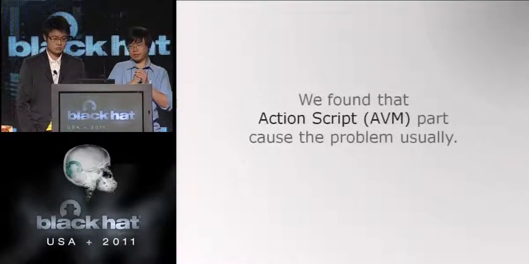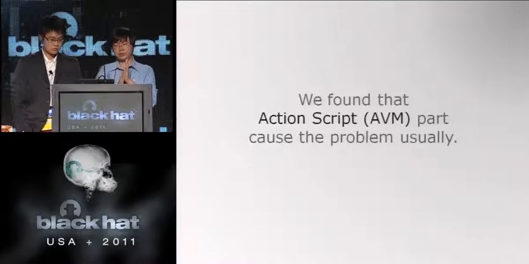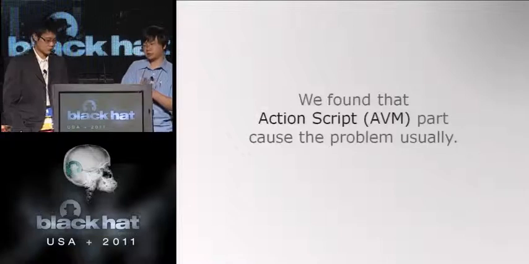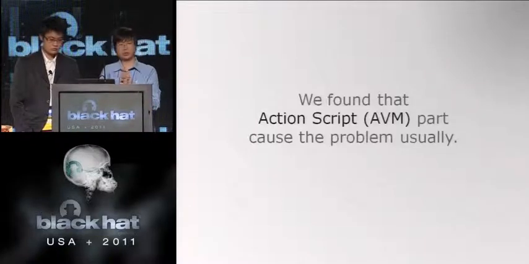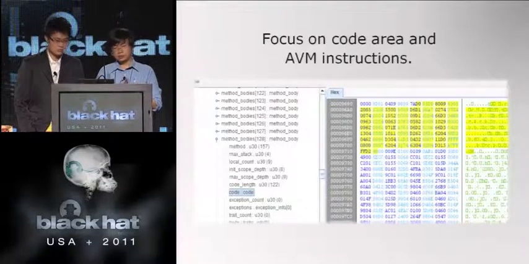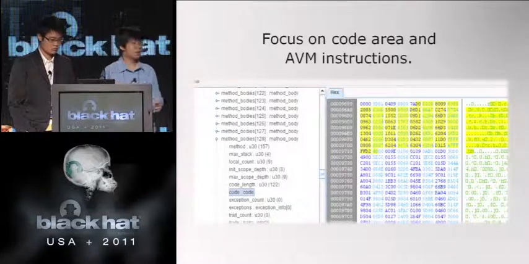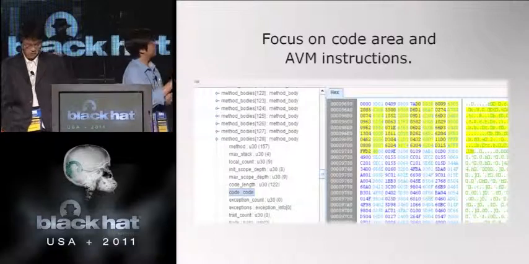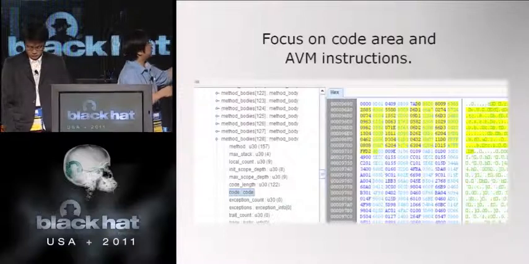During the analysis of Flash vulnerabilities, we found that the ActionScript part, the AVM part, is actually the major part that usually causes the problem. So we would like to focus on the code area of AVM instructions. In our fuzzing technique, we don't try to change each byte of the whole file. We just focus on the AVM part.